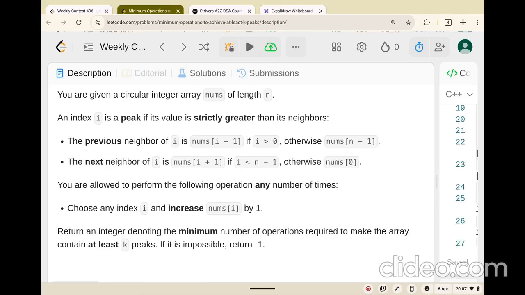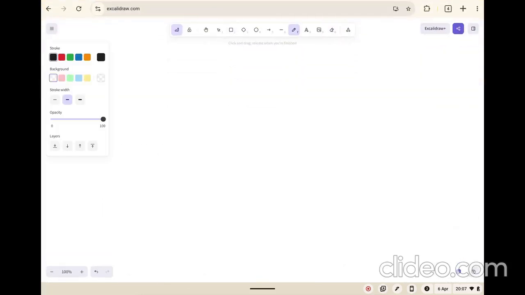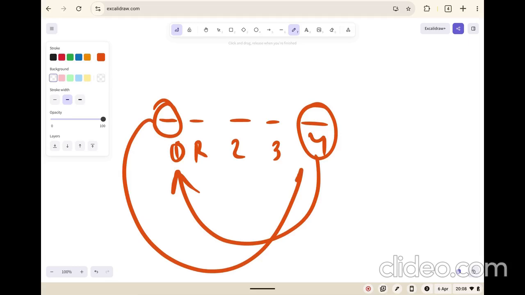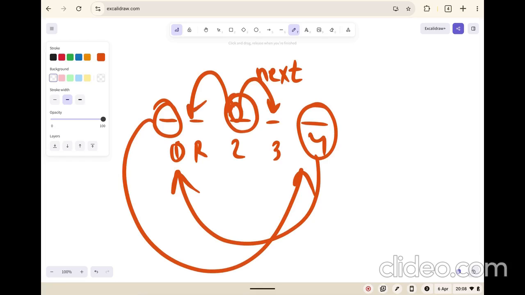Let's say I had elements 1, 2, 0, 1, 2, 3, and 4. If you are at the last element, the next element will be 0, right? And if you are at 0, your previous element will be 4, right? And for any other element, let's say 2, your next element will be 3, and your previous element will be 1. So I hope this much is clear to you, right?